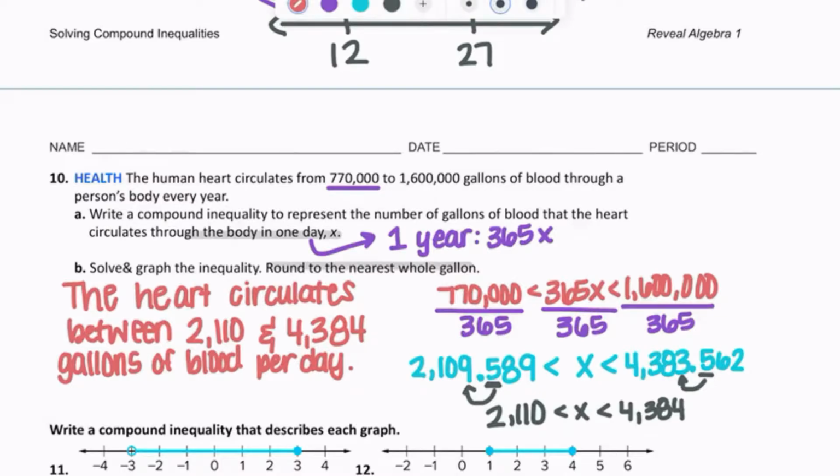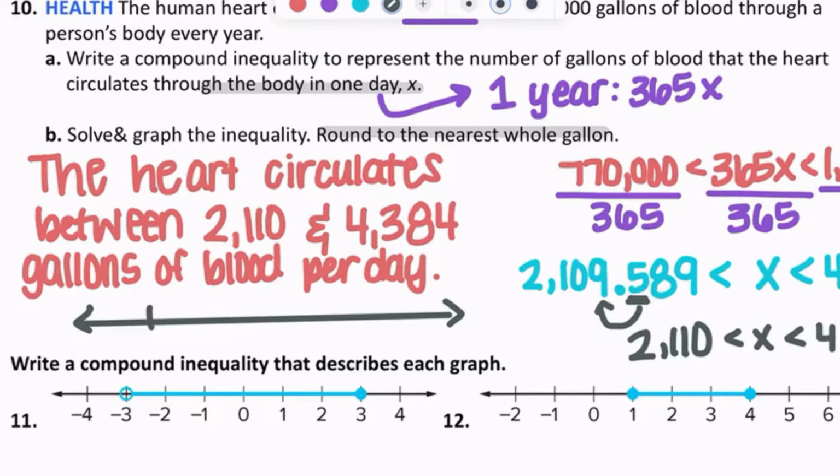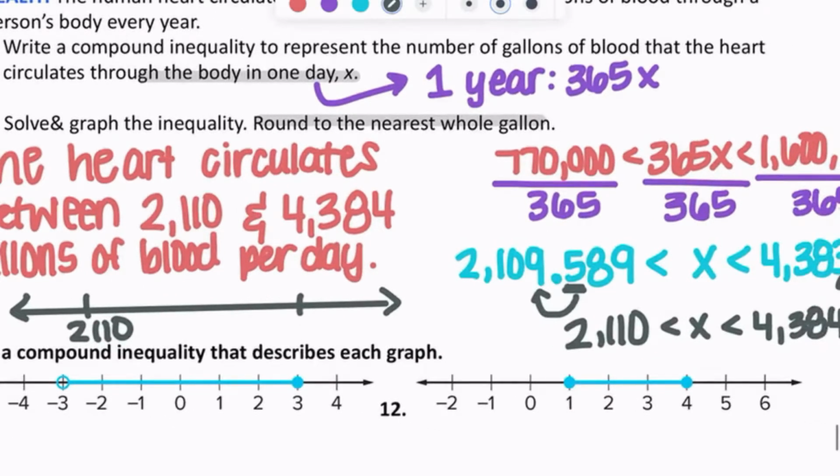Okay, and then on my number line, and this is where it's not realistic to draw the 2,000 some odd spaces between these two. But 2,110, 4,384. I don't have any equal tos.